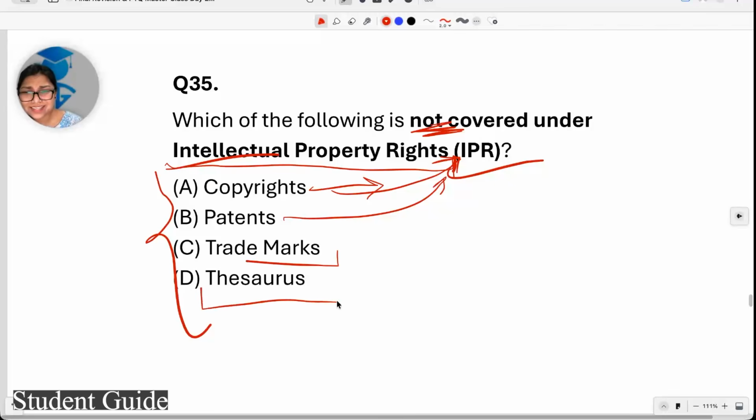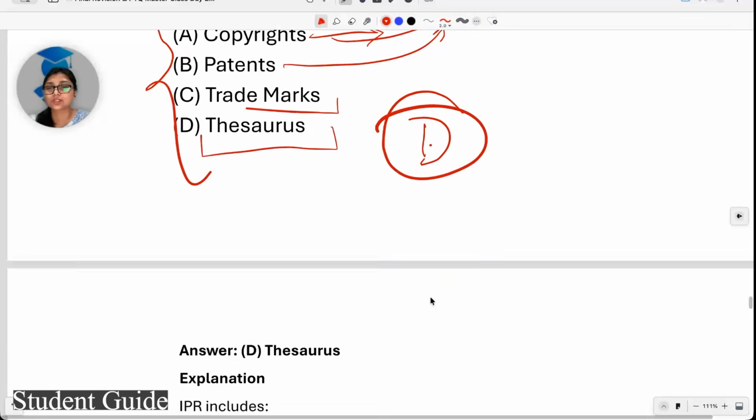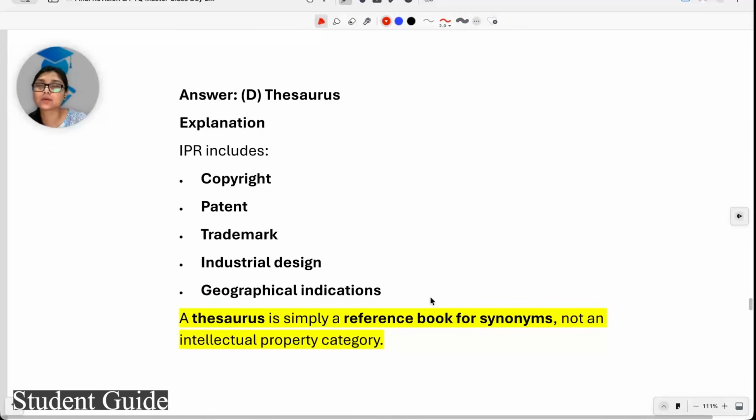So thesaurus is something like a documentary kind of thing. Okay, thesaurus kind of books never come under this IPR, intellectual property right. That's why option D is correct. What is thesaurus? We need to understand it from the explanation slide. We will quickly let you know about it. That thesaurus basically doesn't come under IPR, intellectual property right. What is a thesaurus? It is a reference book for synonyms only.